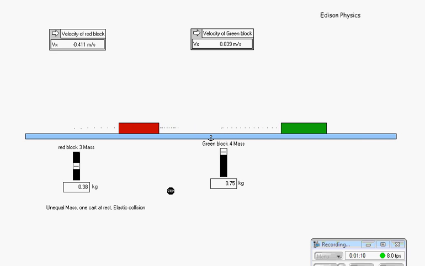Again, pay attention to the starting and ending velocity of each object. Here's the starting condition. Here's the ending condition. What can you say about the total momentum in this collision?